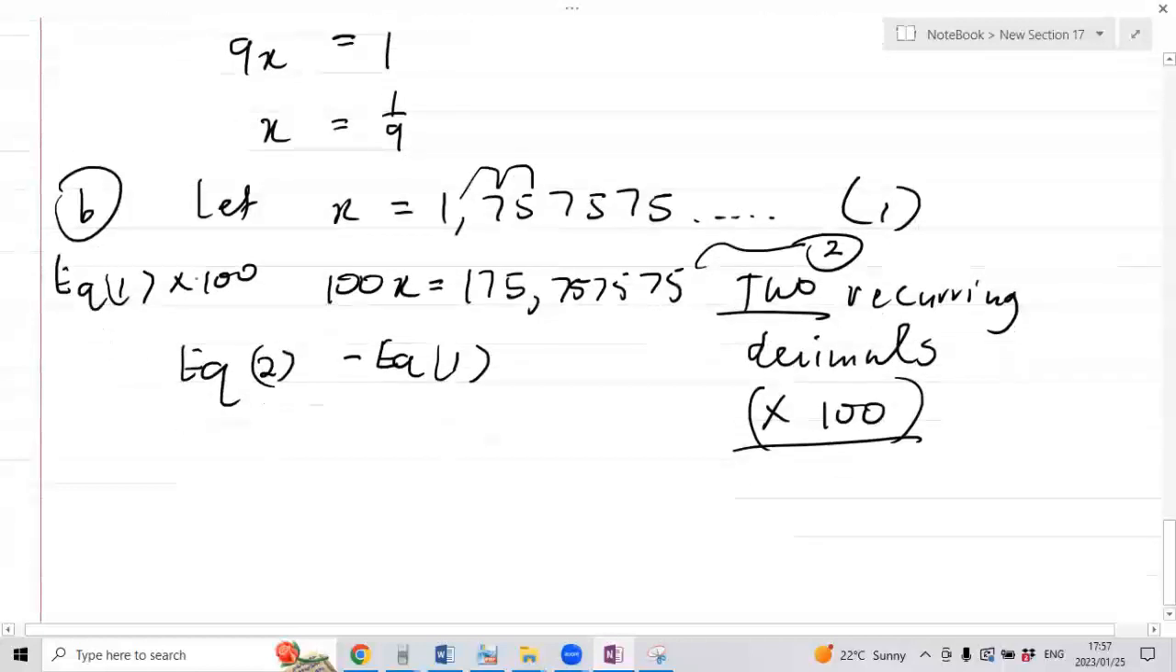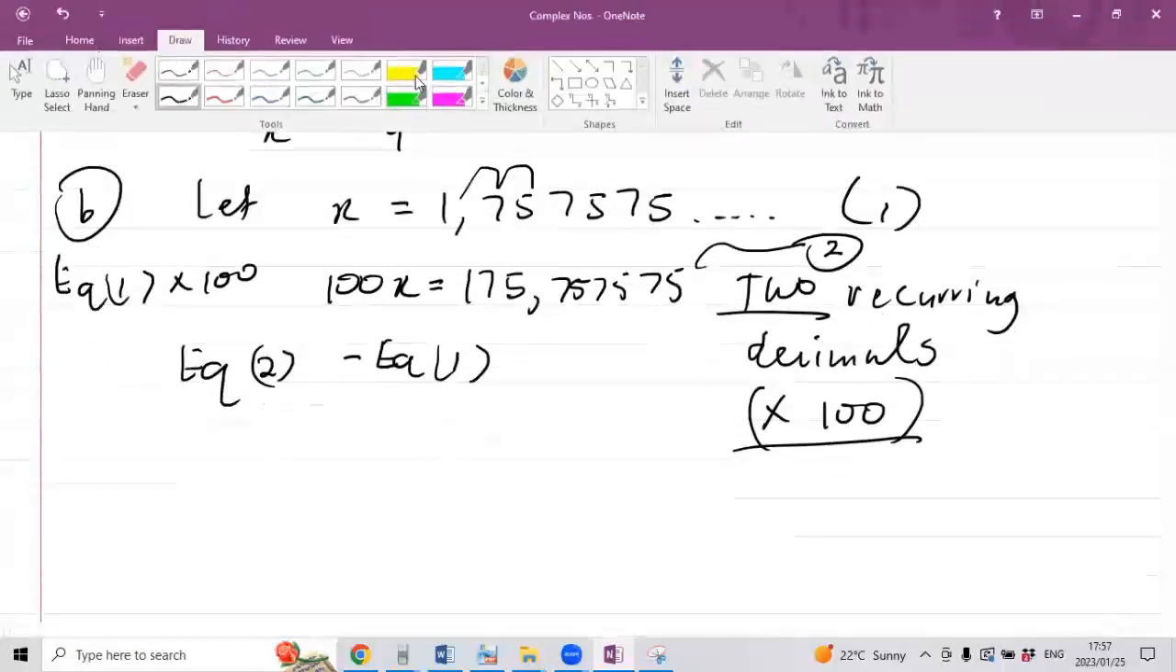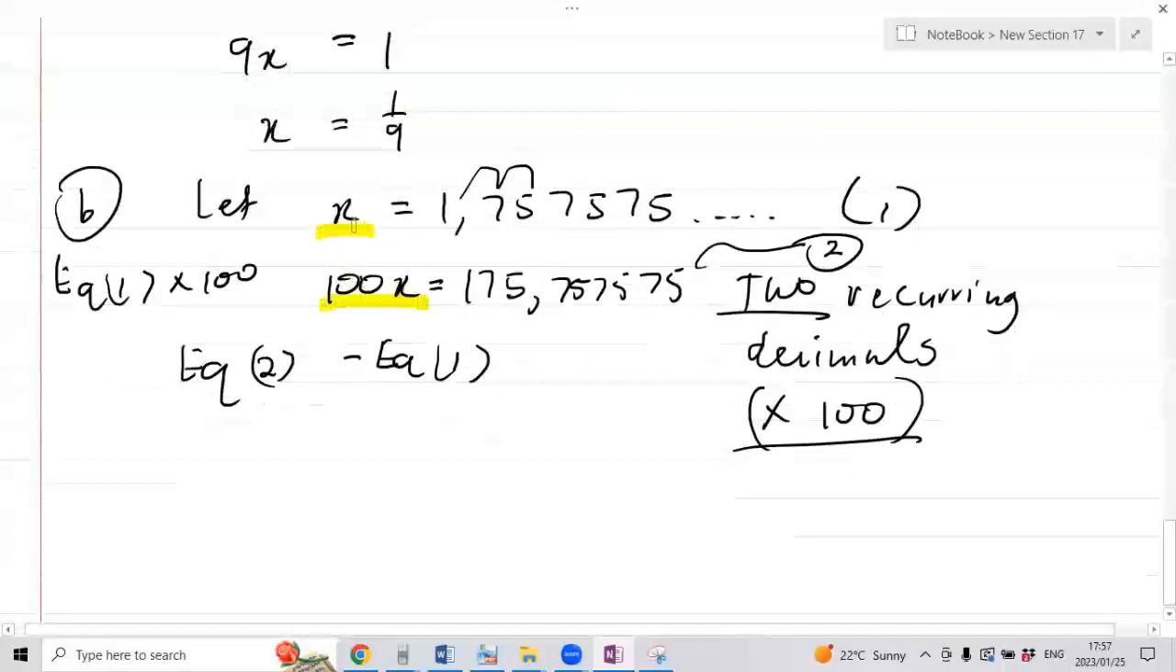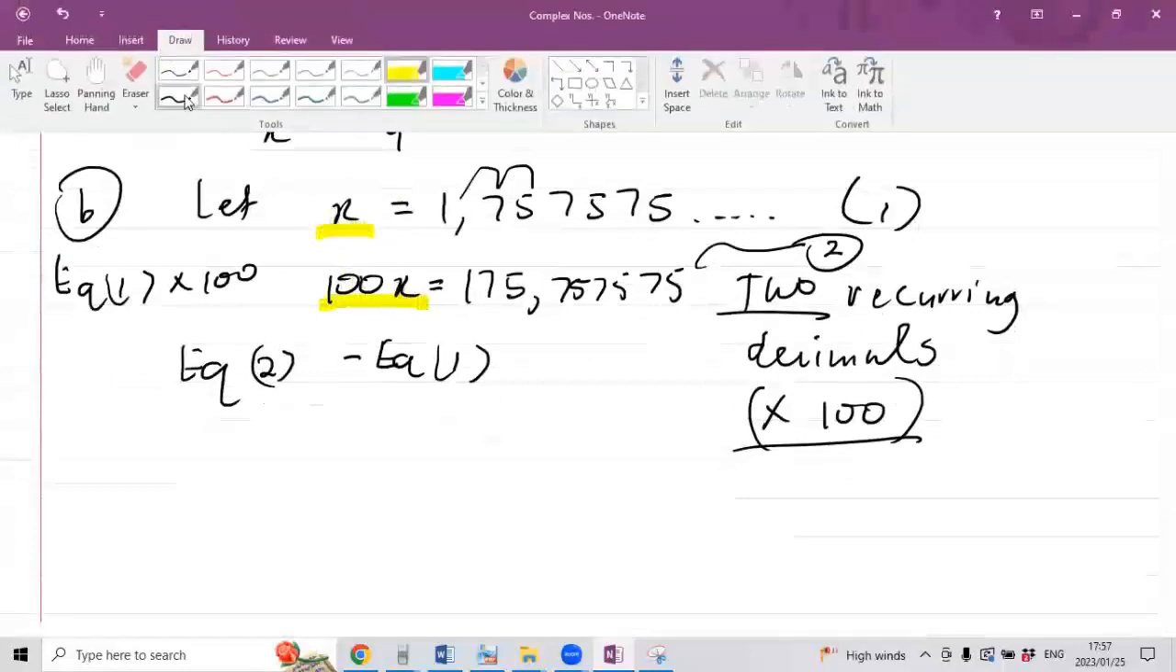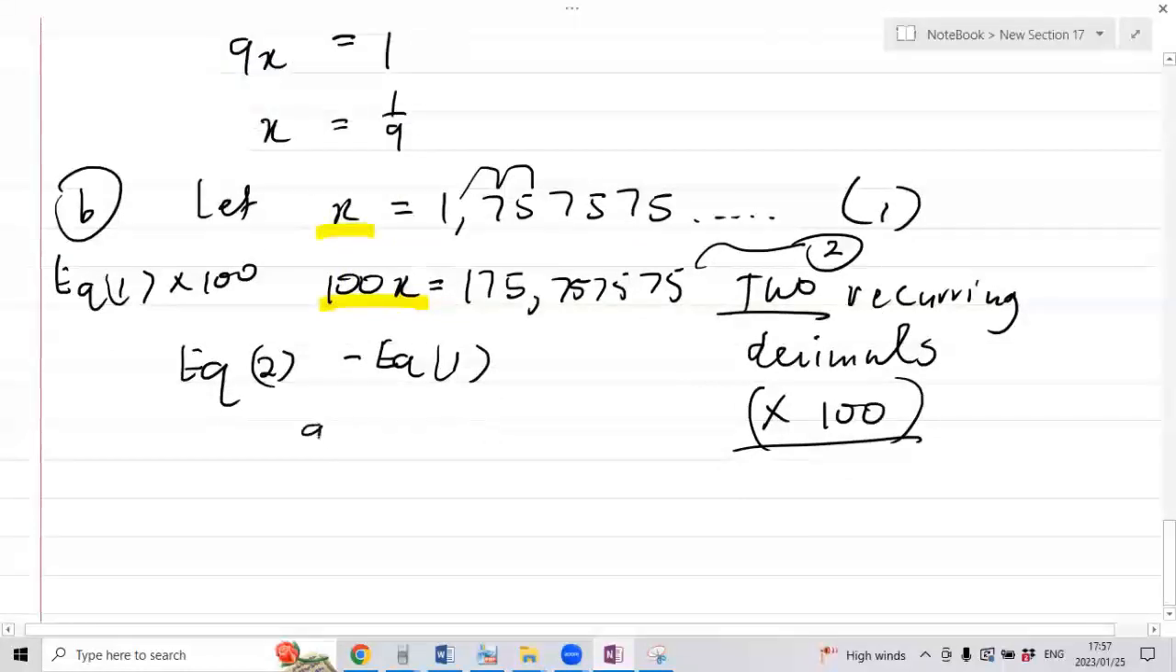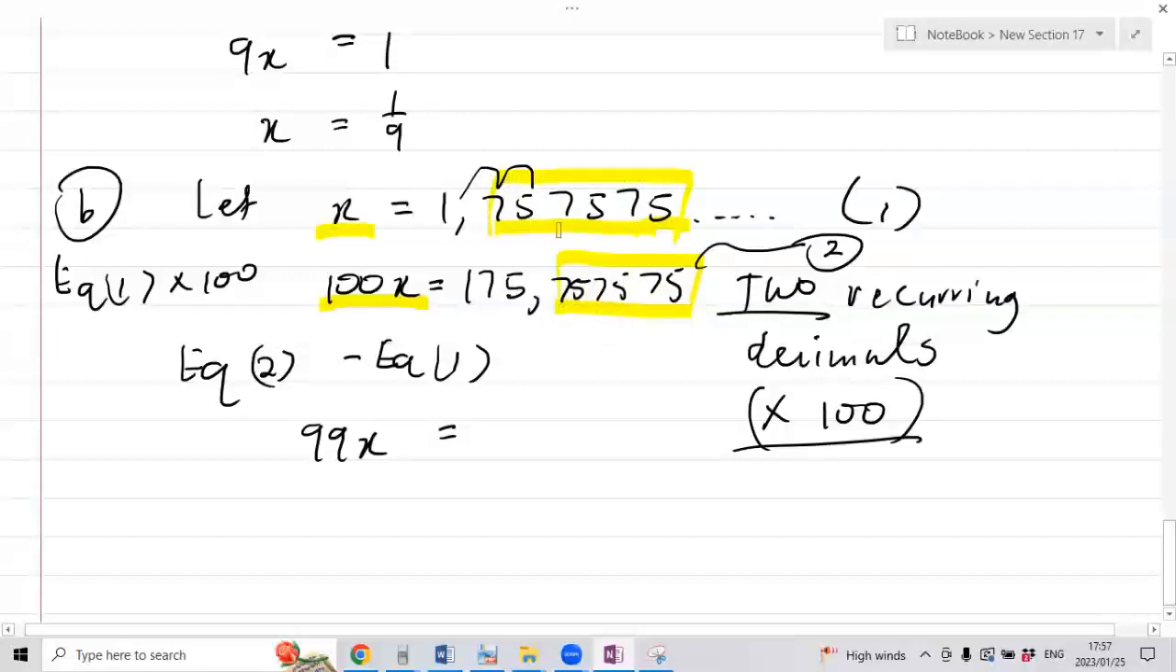And let's do that. So what have we got here now? We've got 100x minus x. 100 apples minus 1 apple is 99 apples. So 99x equals 2. Once again, if you look here, the recurring parts cancel each other out because they're exactly the same. They're identical. So there's no more recurring part. When I say cancel, it's equal to 0. 757575 minus 757575 is 0.